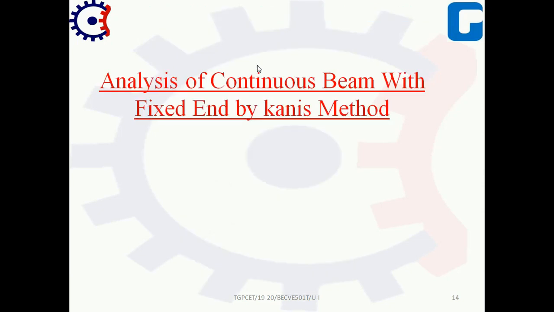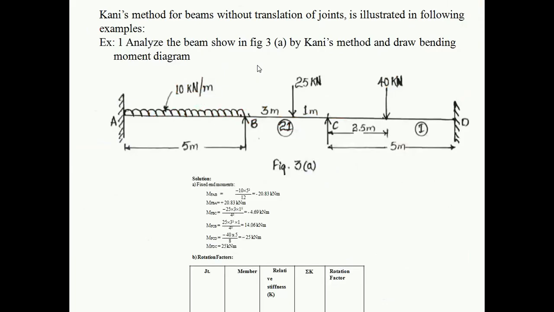Now moving towards the analysis of a continuous beam with fixed ends by Kani's method. So this is the numerical which we have to solve by Kani's method. Analyze the beam shown in figure by Kani's method and draw the bending moment diagram.